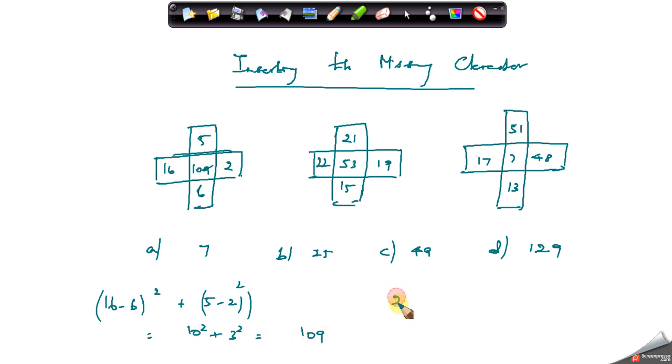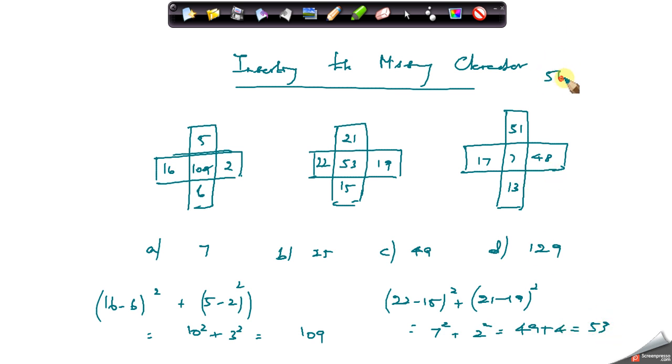Similarly, (22 minus 15) whole square plus (21 minus 19) whole square is equivalent to 7 square plus 2 square, that is 49 plus 4, equivalent to 53. So in the same relation type, (51 minus 48) whole square plus (17 minus 13) whole square is the one we need to find out. This is 3 square, this is 4 square. That is equal to 9 plus 16, which is 25. So the answer is 25.